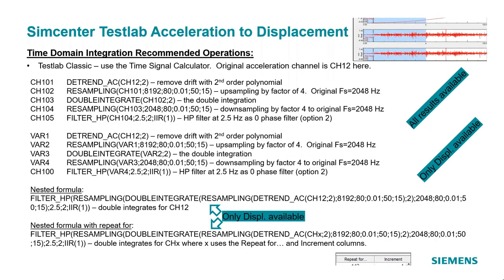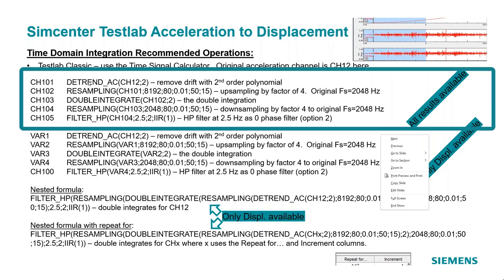So here are some examples in TestLab Classic. In the first set, I first detrend AC, doing it to channel 12, with a second order polynomial, which is the default. Then I'm using the resampling command to go to a sample frequency of 8192, because the original sample rate was 2048, so 8192 is 4 times that. Then I do the double integration in one step. I resample back down to the original, which is 2048. And then I do a high pass filter at 2.5 hertz.